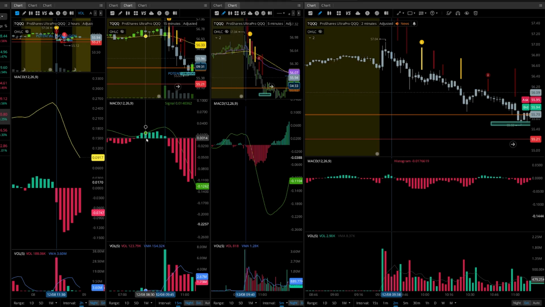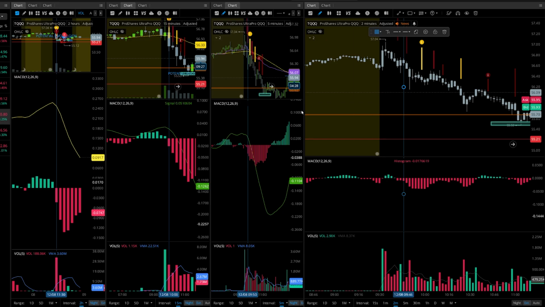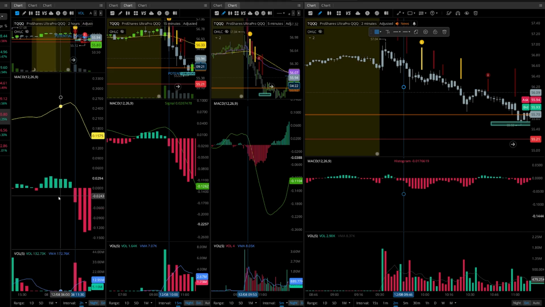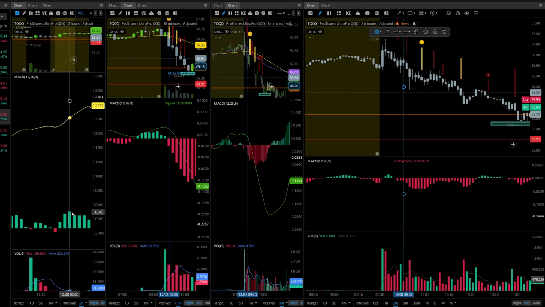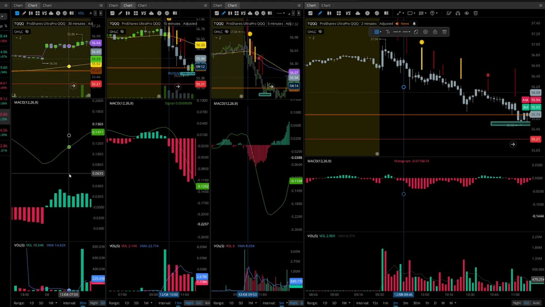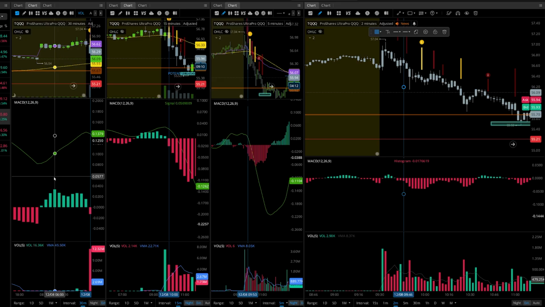We're looking for an alignment. So we open, and the first 15-minute bar prints green. This is what our 2-hour looks like basically at this point in time. And our 30-minute at this point in time looks like this. It's starting to turn red.